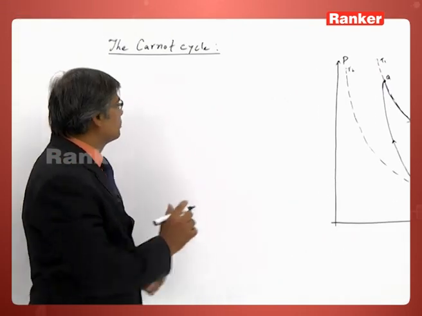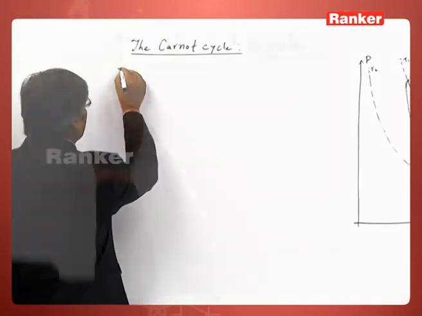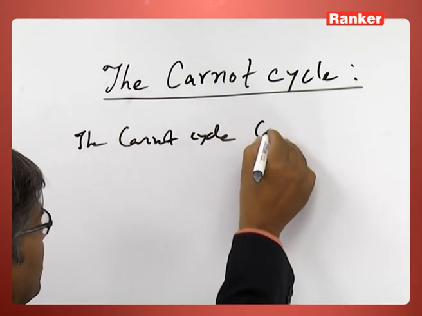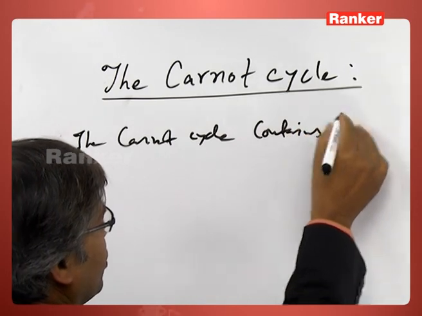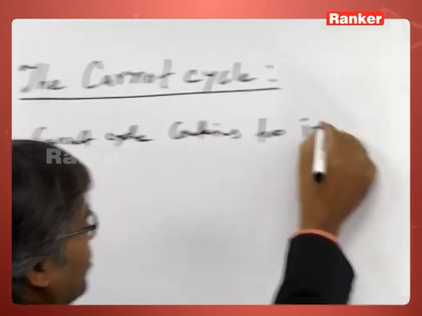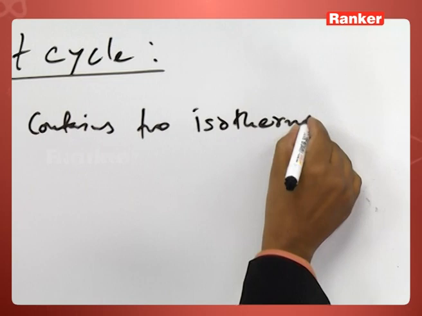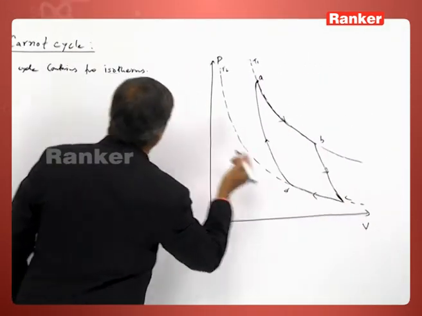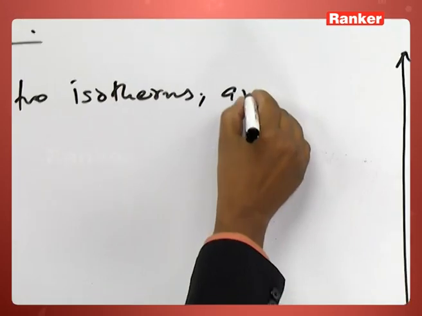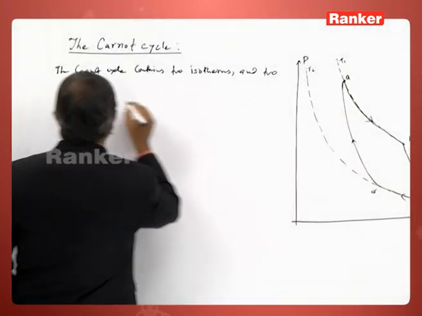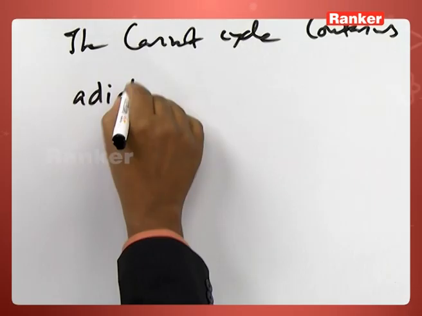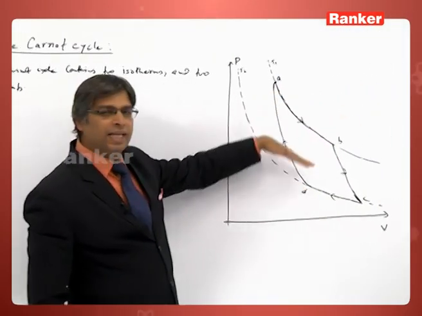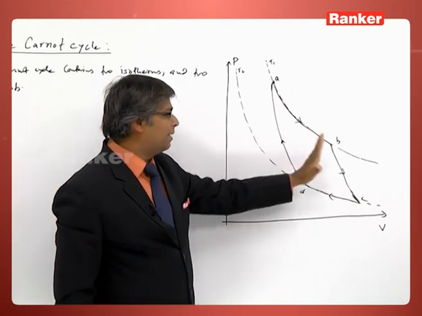So now the Carnot cycle contains two isotherms, A to B and C to D, and two adiabats. Adiabatic curves are steeper than isotherms. So these are two adiabats.